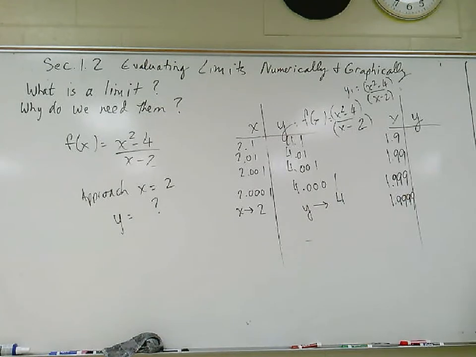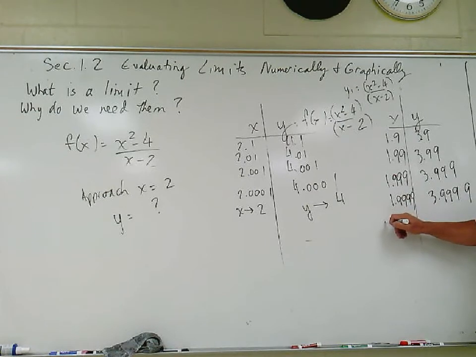So now 3.99, 3.999. Is there a trend? 3.9999 on the last one. So again, at the very bottom, I'm going to write a little note if I see a pattern. The pattern for my x's is what? X's are still approaching 2, and the y's are approaching 4.